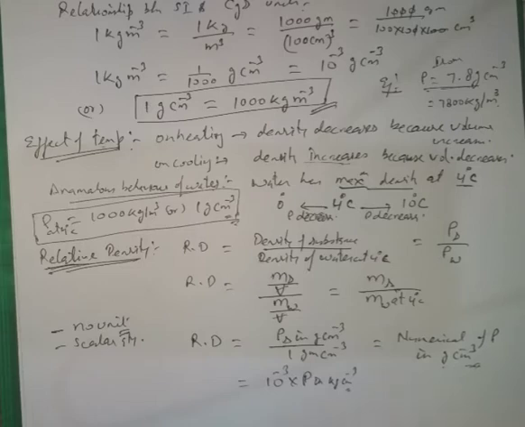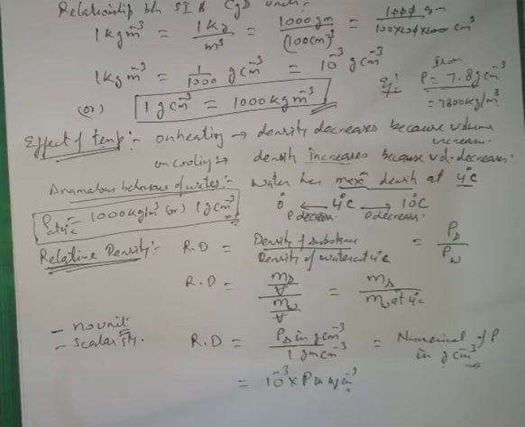Now you can talk about the differences between density and relative density. Density is the mass per unit volume, and relative density is a comparison, the ratio of the density of a substance to the density of water at 4 degrees Celsius. The unit of density is gram per centimeter cube or kg per meter cube, and relative density has no units.